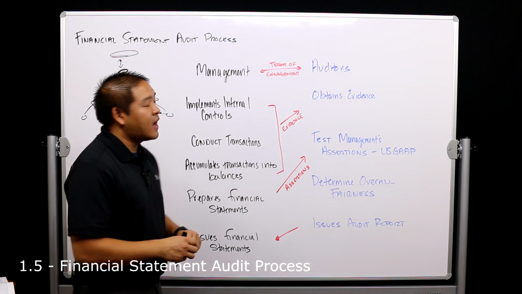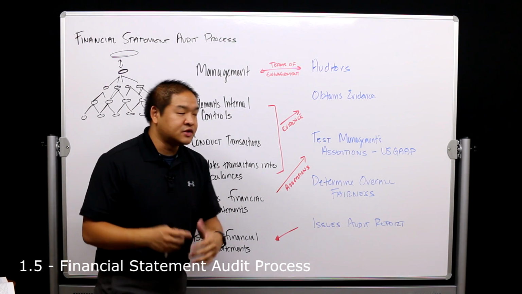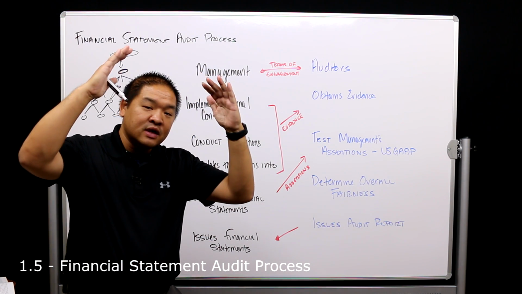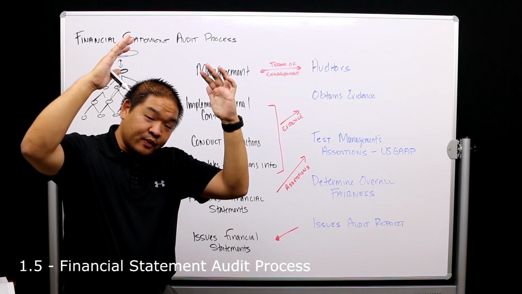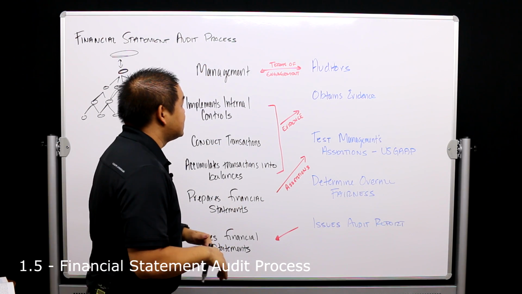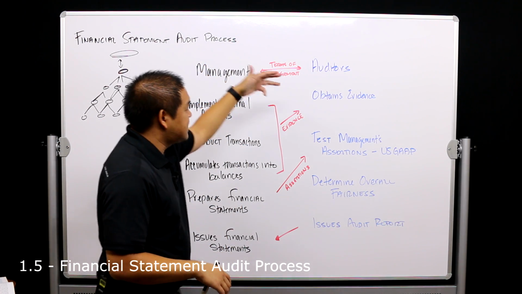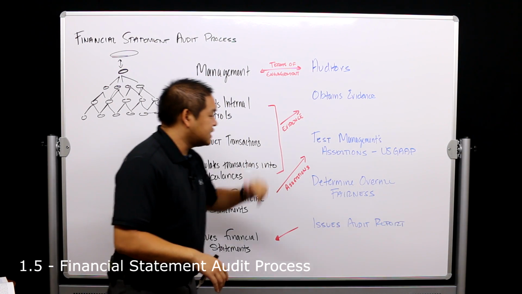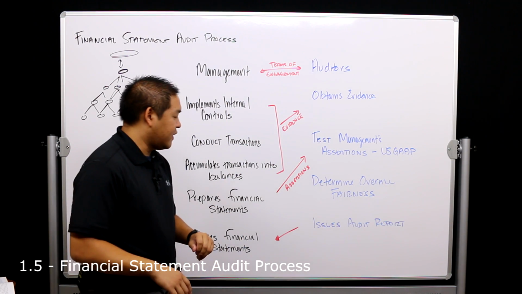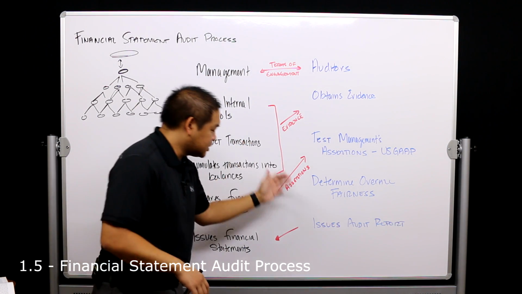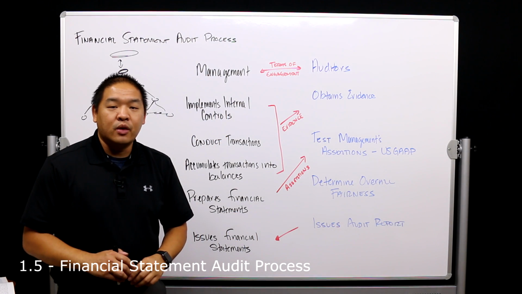Okay. Now, what about auditors? What do auditors do? Okay, so again, 35,000 feet level, bird's eye view. This is what they do. Auditors will obtain evidence, test the assertions, determine the overall fairness of management assertions, and then issue an audit report.